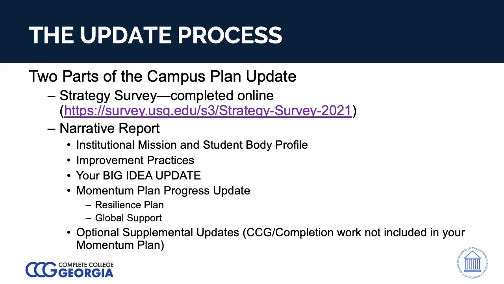So the process for this year is very similar to years past. There are two parts to the campus plans. There is the strategy survey. This is a survey that's completed online. It is this year being done for the first time in Alchemer, which is formerly Survey Gizmo. So there is a new link, and that may create some new glitches.